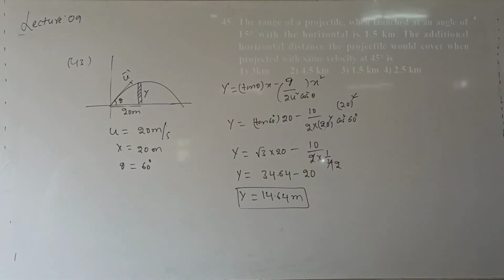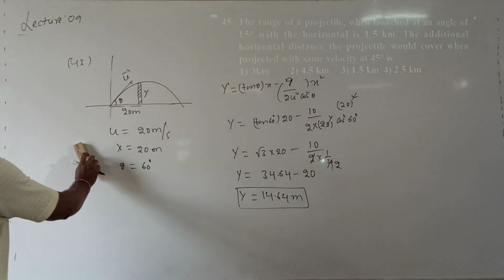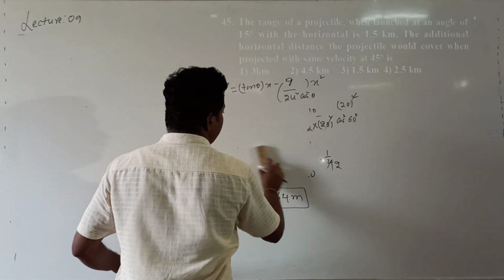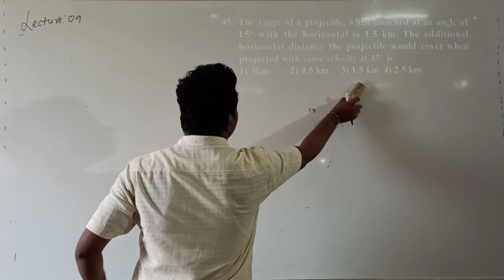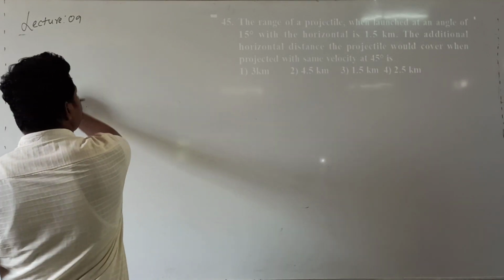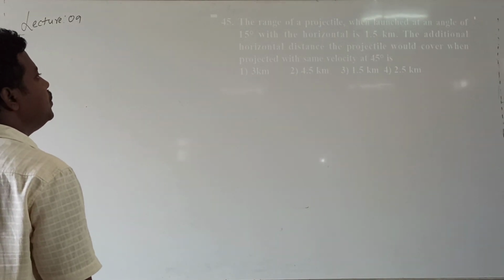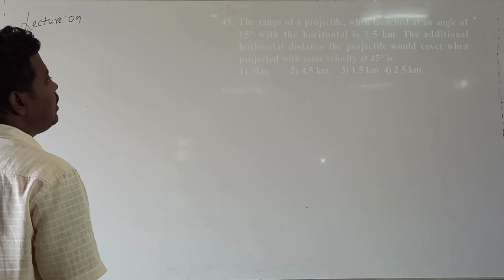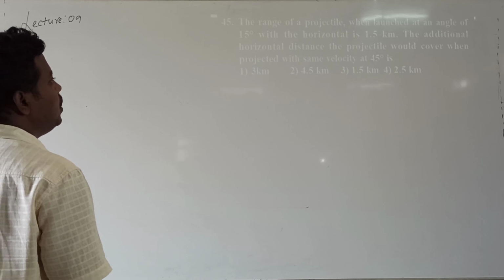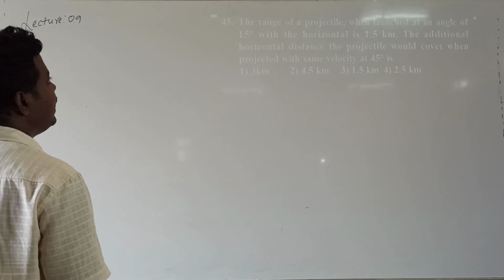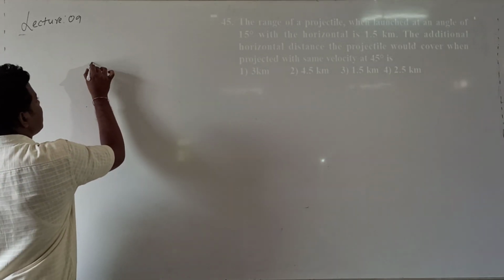Next one, question number 45. The range of a projectile when launched at an angle of 15 degrees with the horizontal is 1.5 kilometers. What is the additional horizontal range the projectile would cover when it is projected at the same velocity at 45 degrees? So they are asking us to calculate that.